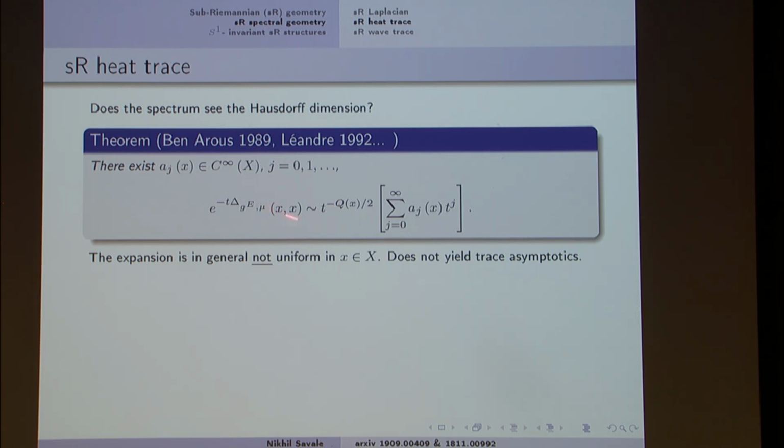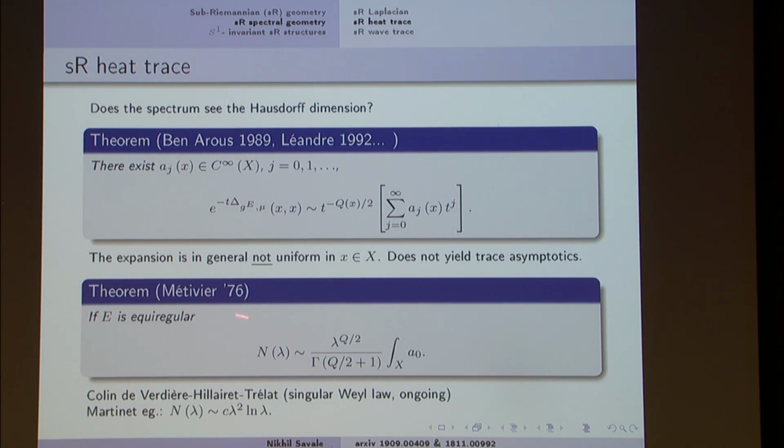If it's not a uniform expansion, you cannot just integrate this expansion to get a trace asymptotic. So the asymptotics of the heat trace, which is the sum of e to the minus t lambda j over all the eigenvalues, is not clear from this heat kernel. However, in the equiregular case, when this growth vector and the Hausdorff dimension don't change from point to point, everything is locally constant, and we do get a heat trace expansion and a corresponding Weyl law. This is the Weyl law in the equiregular case, where this q doesn't change from point to point, and indeed that's what appears here.